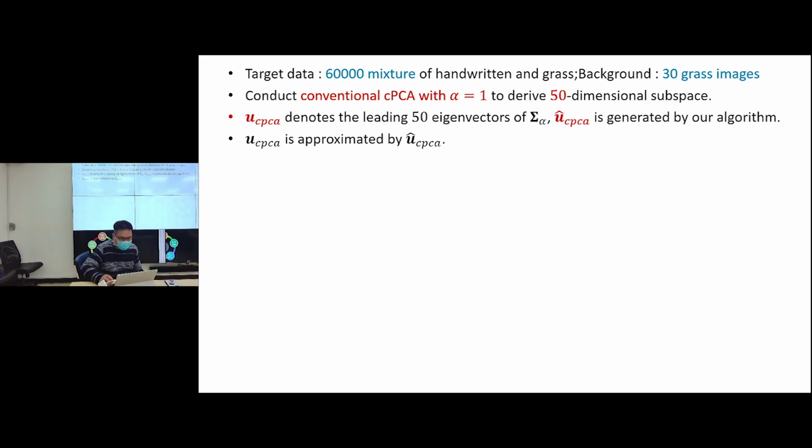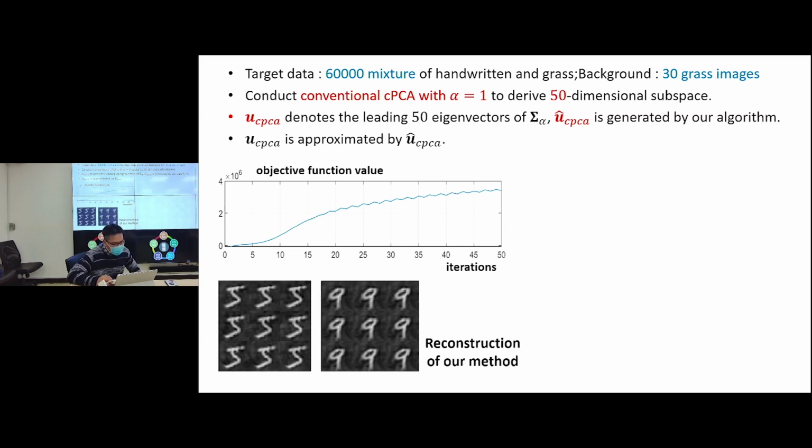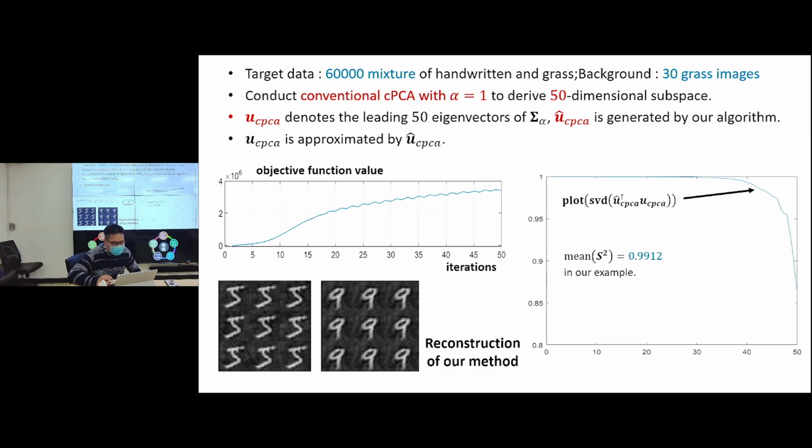Okay, let's see the result. This is our objective function value, and you can see it is increasing with each iteration. This is the reconstruction by our method, and this is the similarity. So in this case, the mean of similarity is also very close to 1.